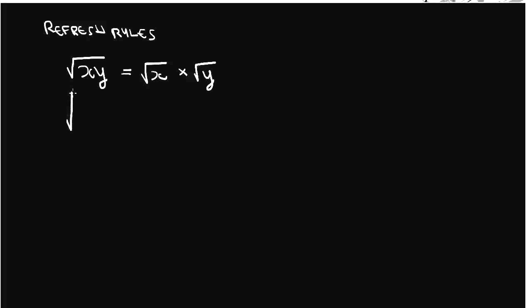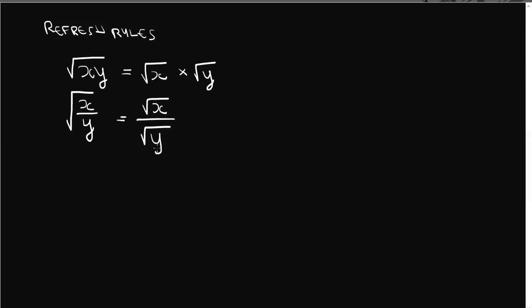The other one is if we've got a number which we can express as root x over y, then we can express it as root x divided by root y. And we covered that in lesson 1, but we'll be using it in lesson 2. So this lesson is about rationalising the denominator. But why do we need to do that? Well, what's it all about? Why do we need to rationalise the denominator?